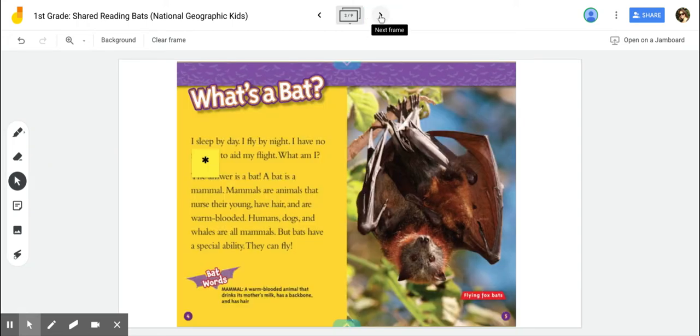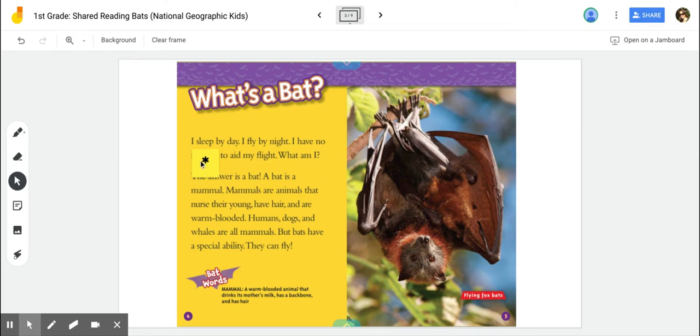All right, here's our first page. In shared reading, you read with me. So I'll put my mouse down by the side of the line I'm reading and try to make your voice match mine. We'll start with the title. What's a bat? I sleep by day. I fly by night. I have no to aid my flight.